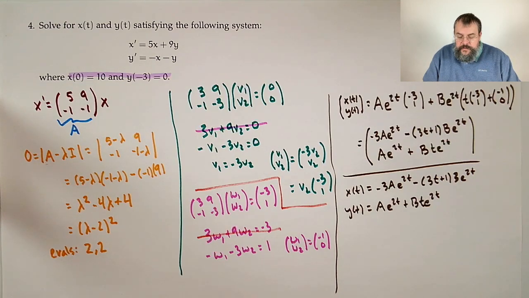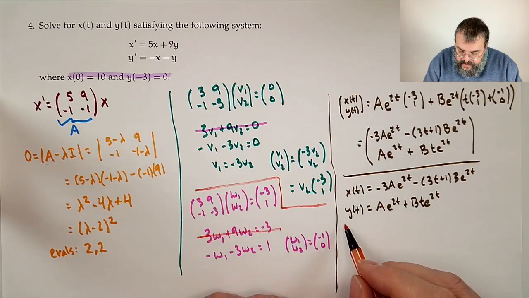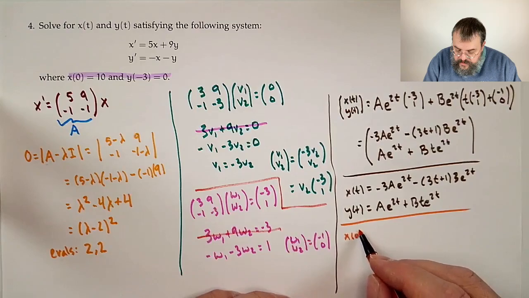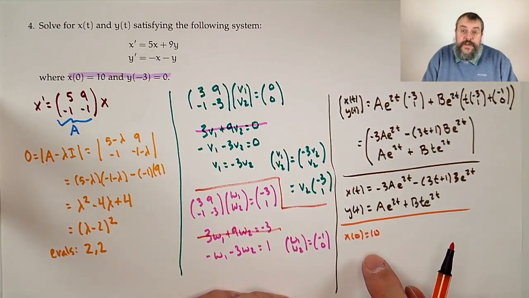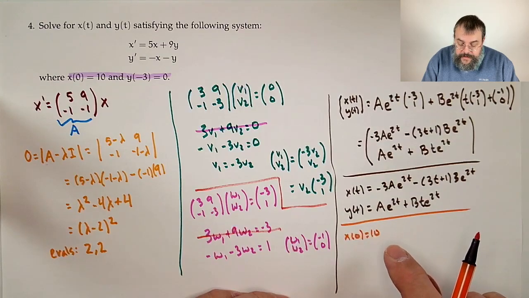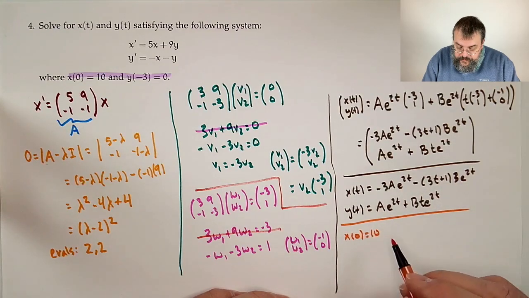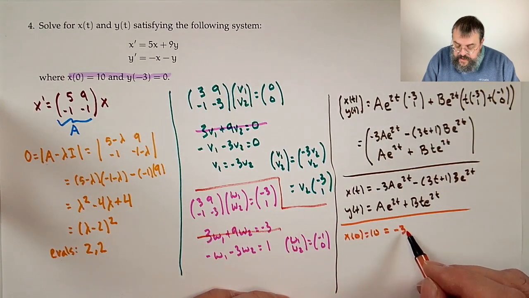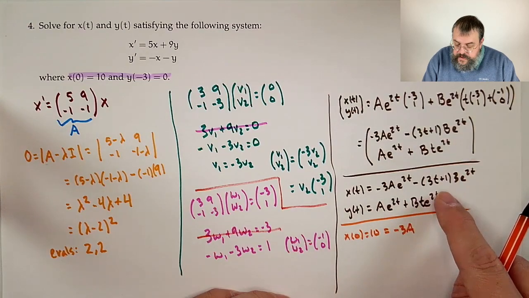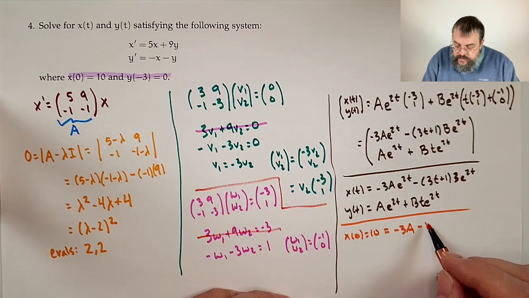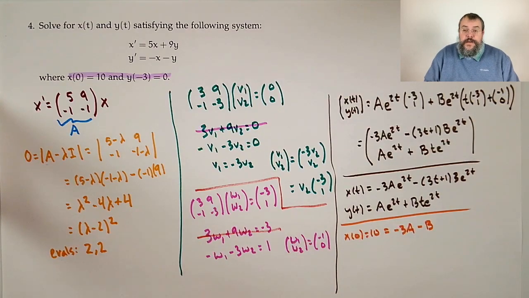Okay, so what do we have for initial conditions? Well, we're told x of 0 equals 10. Now, the nice thing about plugging in 0 is that things simplify quite a lot. e to the 0 is 1, and 0 times anything is 0. So that would be minus 3a from the first term, and from the second term, minus b. So minus 3a minus b.